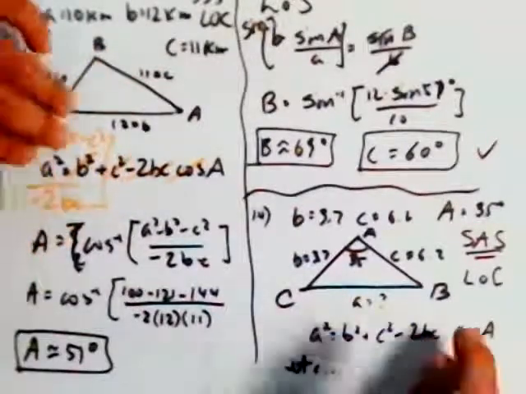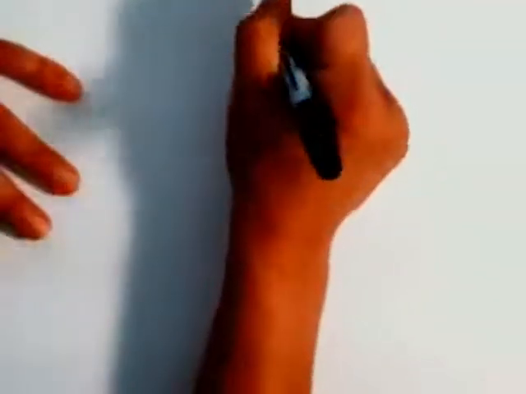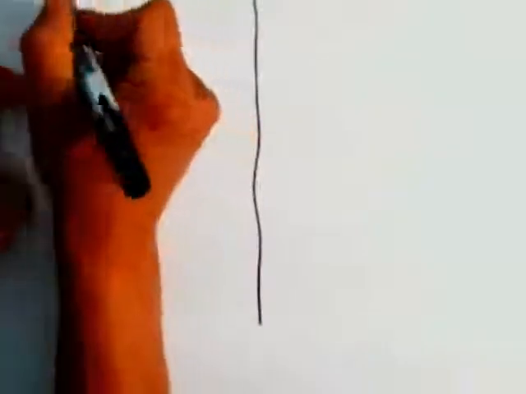Okay, so most of it's pretty simple. It's not that difficult to work on. The ambiguous case is the one that's going to be a little bit more difficult. Let's go on to number 18.